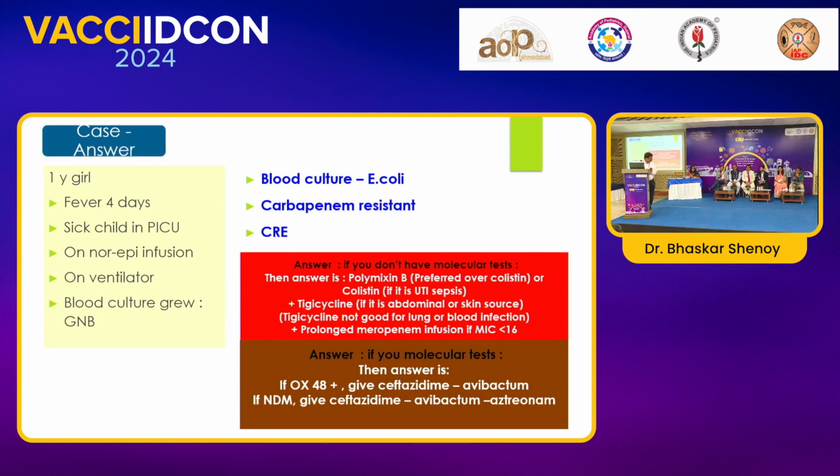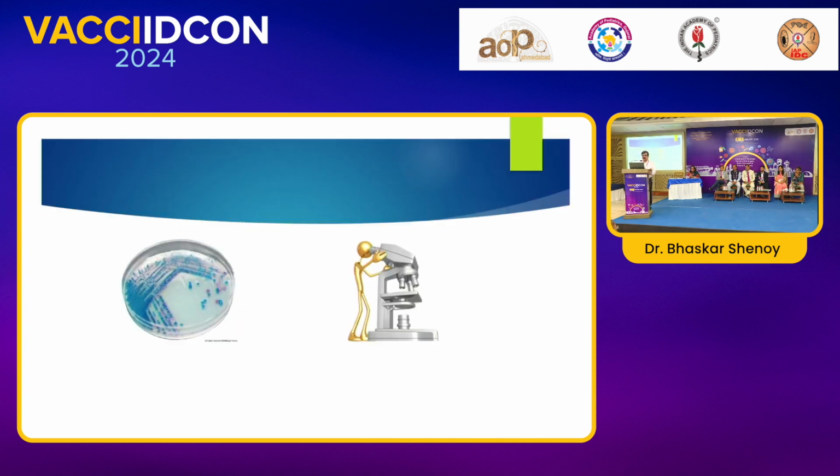Sometimes a prolonged meropenem infusion in addition to polymyxin is also helpful. Tigecycline, usually the setting we face is VAP. Here what I'm trying to tell you is that it may not work in the lungs. In such cases people use it empirically, but if you have a molecular diagnosis, you can target. That was the message we wanted to give.